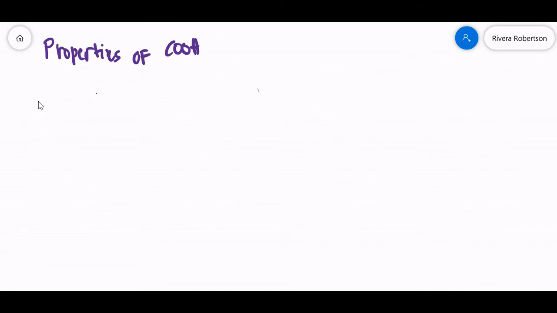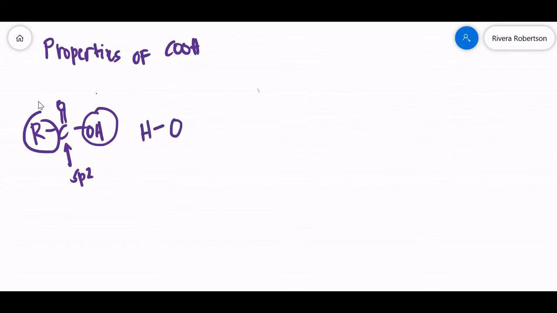So let's first talk about the properties of your carboxylic acids. So the general structure is given by the following. Now this carbon is sp2 hybridized, and the different groups that are attached to your carboxylic acids actually affect its acidity. Now, since your carboxylic acid contains a hydroxyl group, it has a hydrogen that is directly attached to an electronegative atom, which is oxygen. Hence, it is capable of forming H bonds. So it's an H bond donor, and at the same time, it's an H bond acceptor.